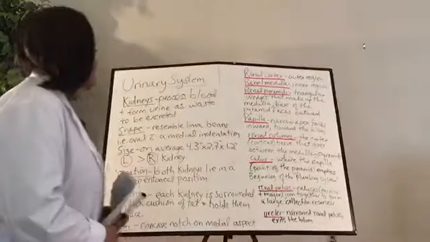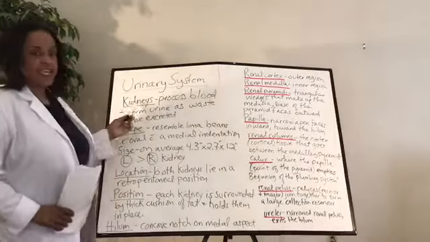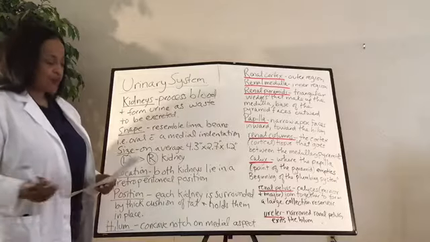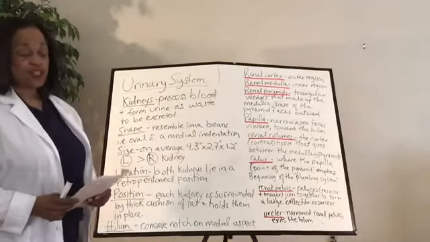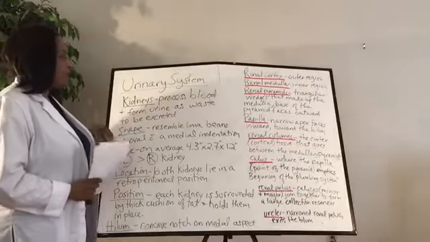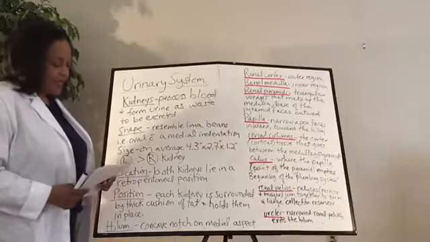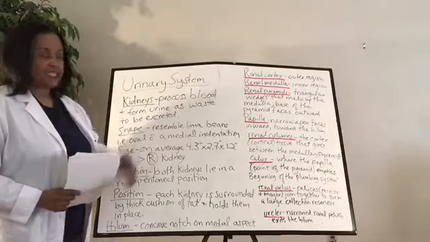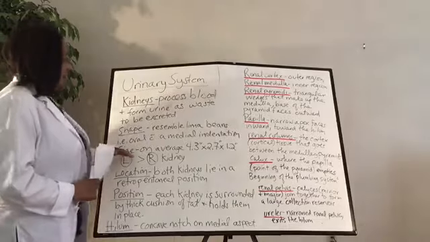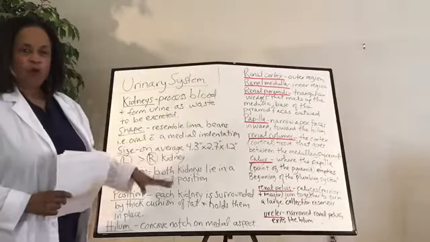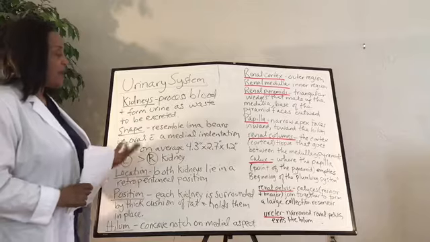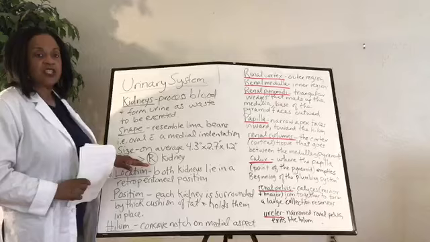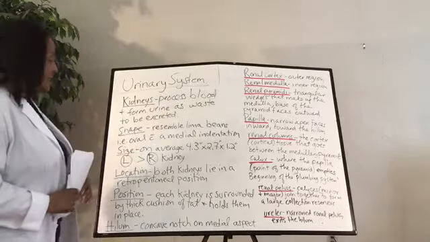Let's look at the urinary system. Kidneys process blood and form urine as waste to be excreted. The shape of the kidneys is they resemble a lima bean. That is, they're oval with a medial indentation, which we'll talk about in a minute. The size on average is about 4 inches by 2.5 inches by about 1 inch, so they're pretty small. And the left kidney is slightly larger than the right kidney.